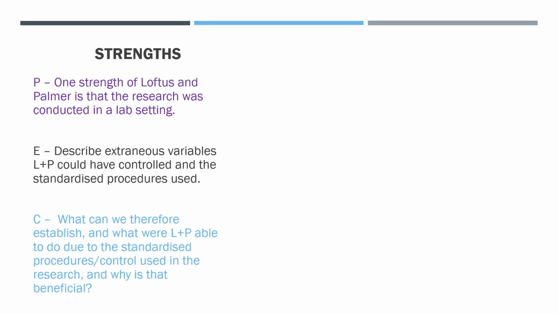So evaluations then. First one, I've done a little bit more framework for you. So one strength of Loftus and Palmer is that the research was conducted in a lab setting. For your E, you could describe any extraneous variables that they could have controlled and standardised procedures used. So standardised procedures is things like they all watched the same film. They were asked the same question apart from the critical question. They can control the noise levels, the volume. There are many things that they could have controlled.